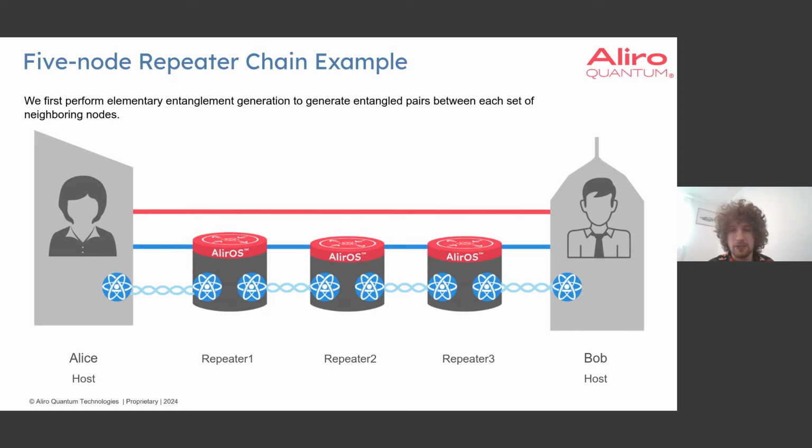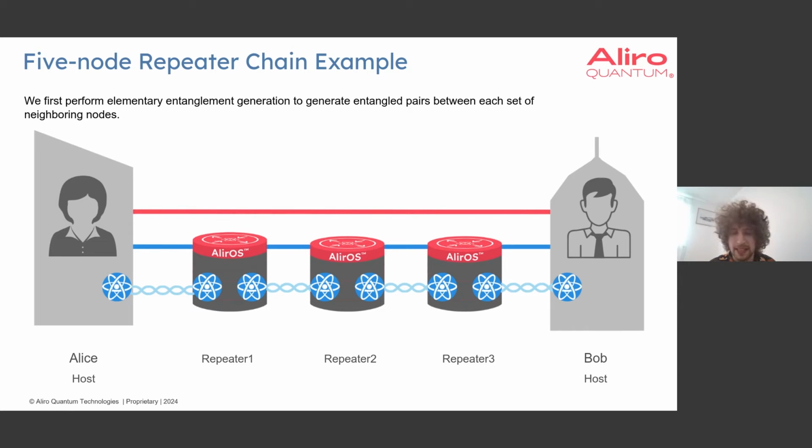Note that we might want to do multiple elementary entanglement generations between each pair of neighboring nodes so that we can perform entanglement purification. For example, we could perform elementary entanglement generation multiple times between Alice and repeater 1, and then use those multiple entangled pairs to create one higher quality entangled pair between Alice and repeater 1.